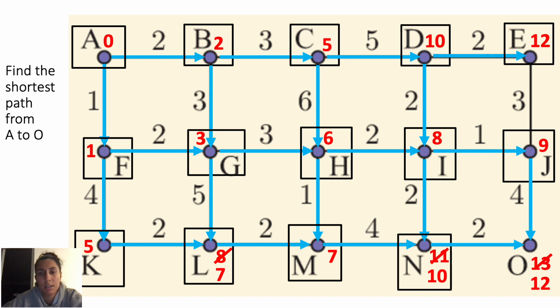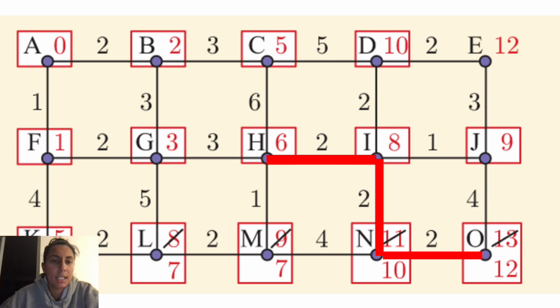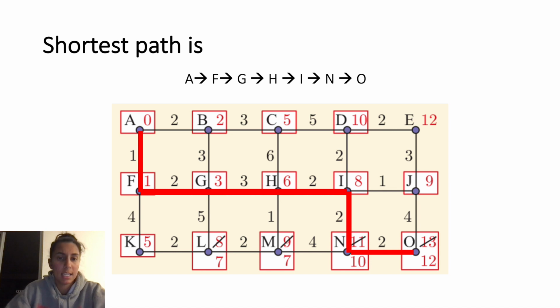12 plus 3 will be 15, so I leave that. And then I have my final 12 here. So the shortest path is 12. Then I just go through and backtrack. So it will be O to N, N to I, I to K, K to H, H to G, G to F, F to A. And that is my shortest path.